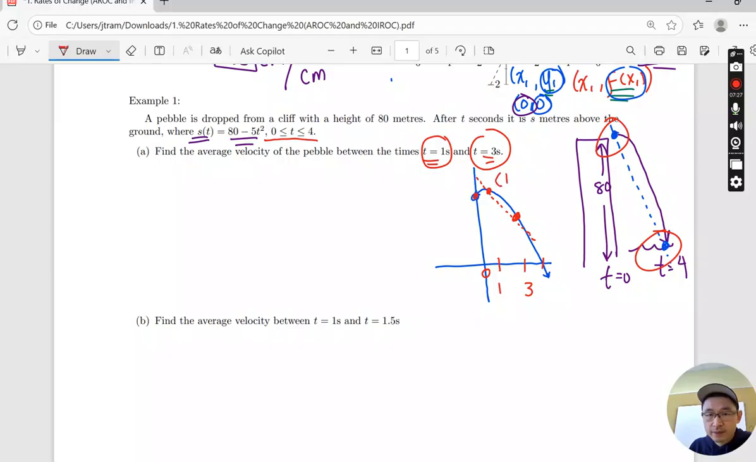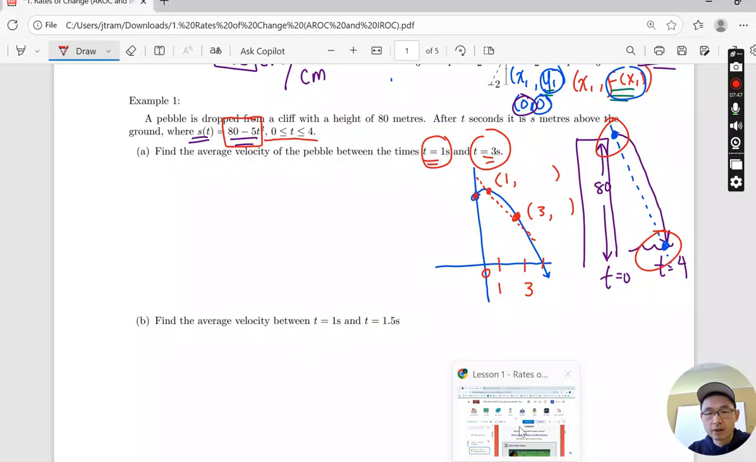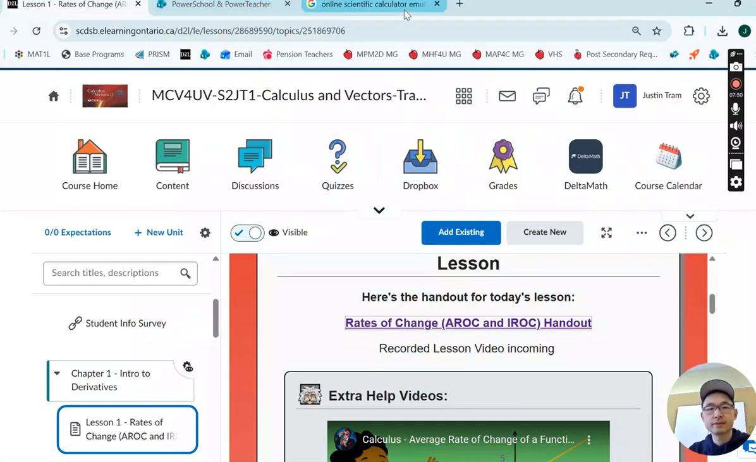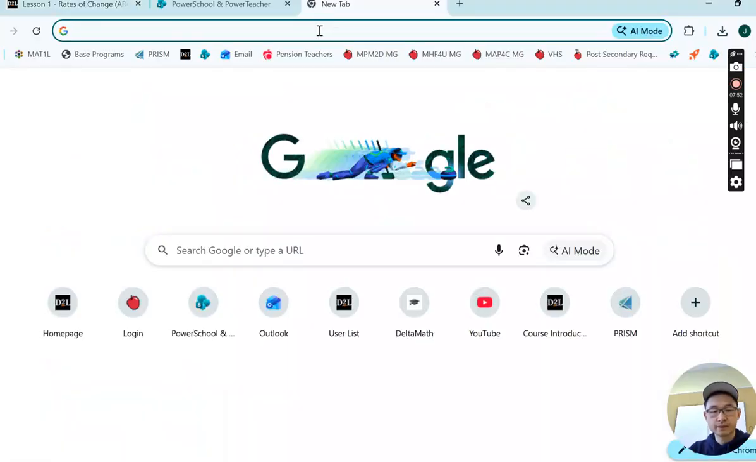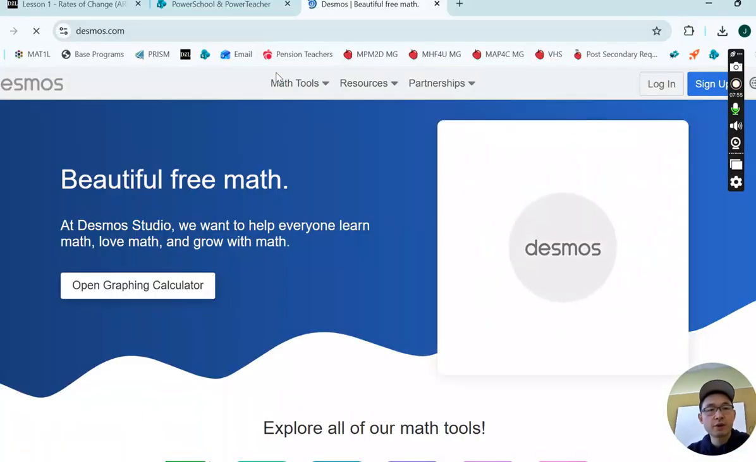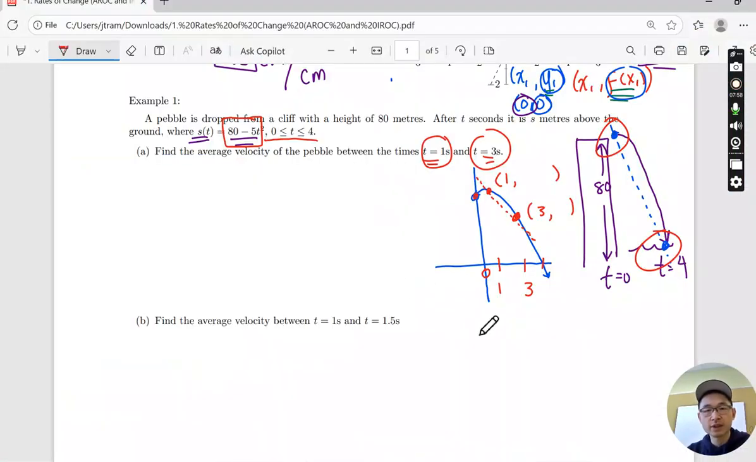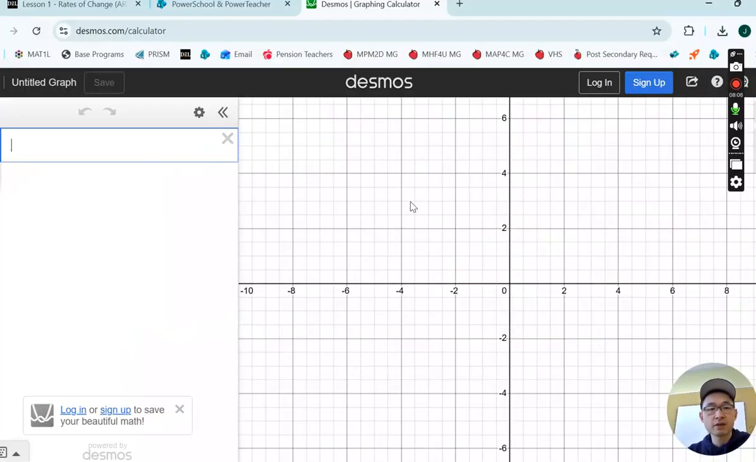So at time 1 and time 3, what are our corresponding y values? Well, for time 1, all we do is plug it in to this formula. So let me just load up Desmos here. In future videos, I'm going to have a scientific calculator loaded up on the screen, so it's easy for you to see what I'm plugging in. But for whatever reason, the scientific calculator is not working today, so it's not a part of this video. So I'm just going to use Desmos.